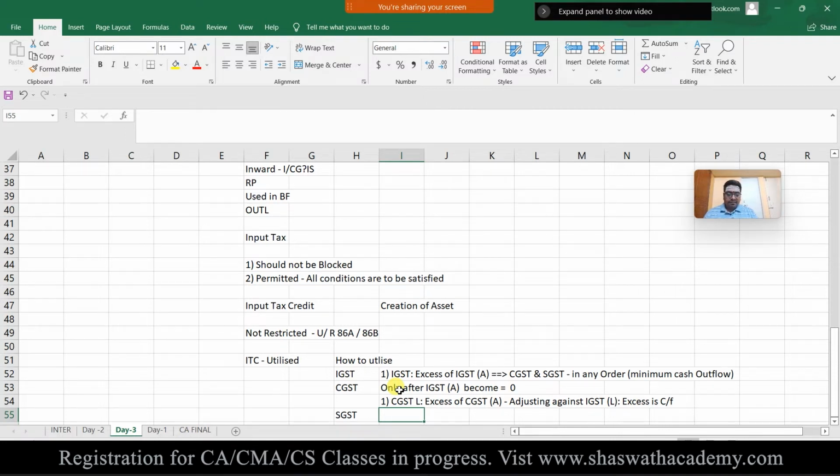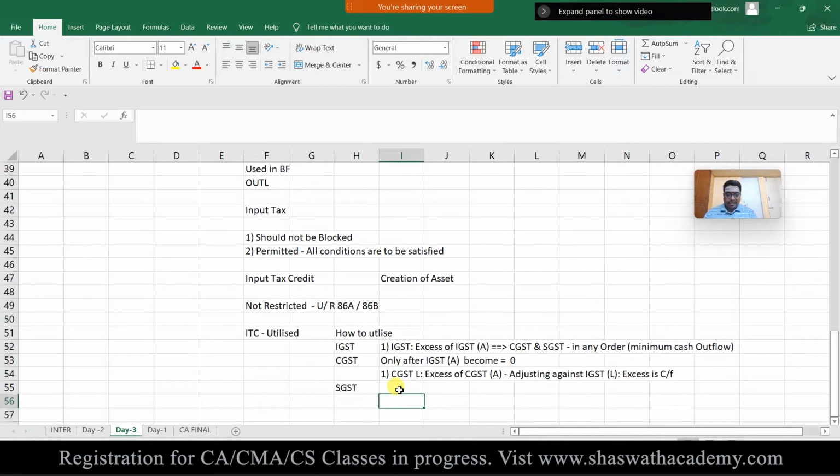Similarly, my dear, we have to have clarity here. Then what, sir? See, I can use the first one. I can use this SGST also, after IGST becomes 0 only. But this time there's a slight change in the order.